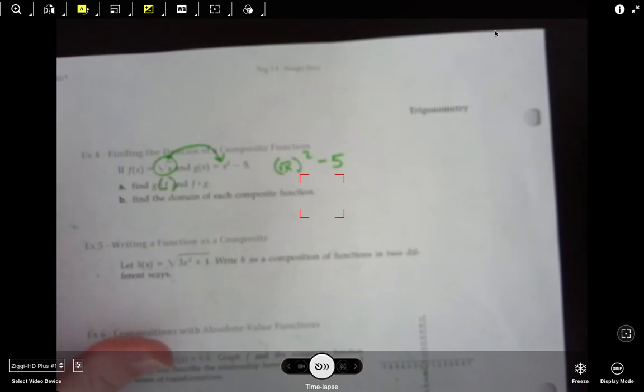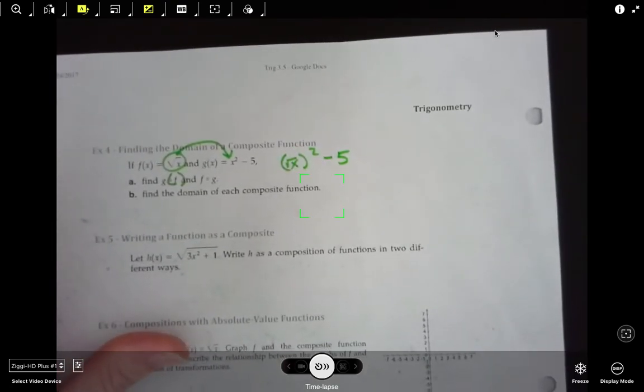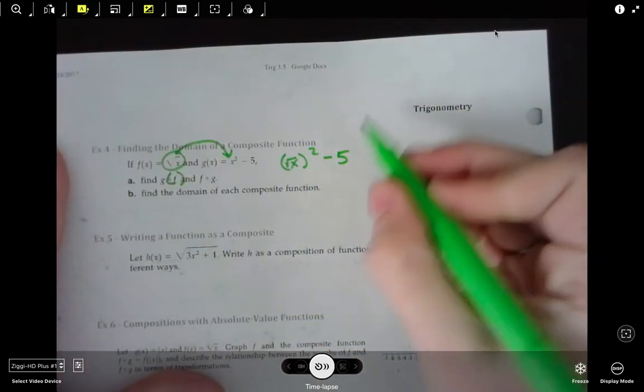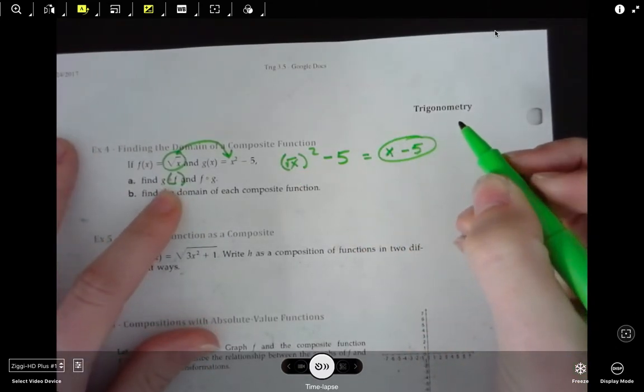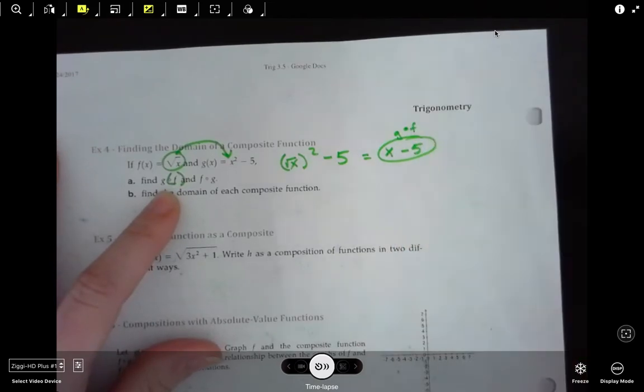Now, the square root and the square are going to cancel each other out, so basically we have x minus 5, and that's what g composed of f looks like.